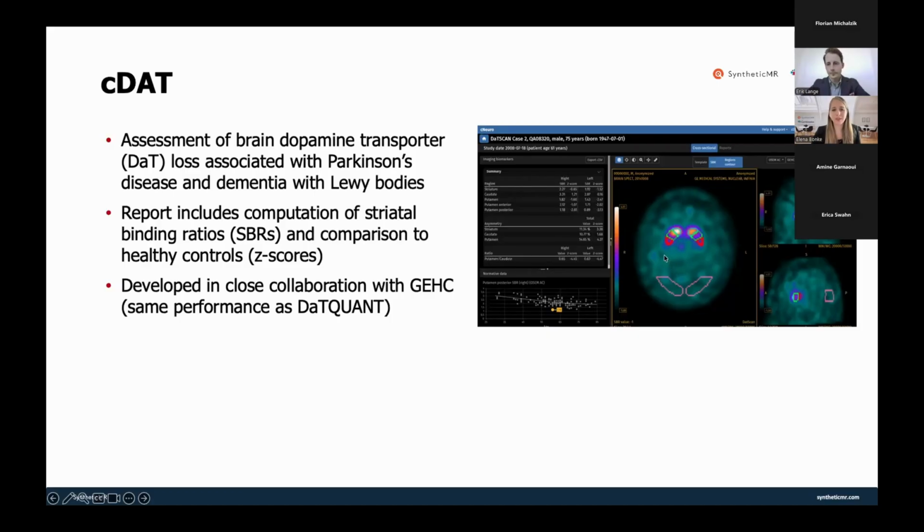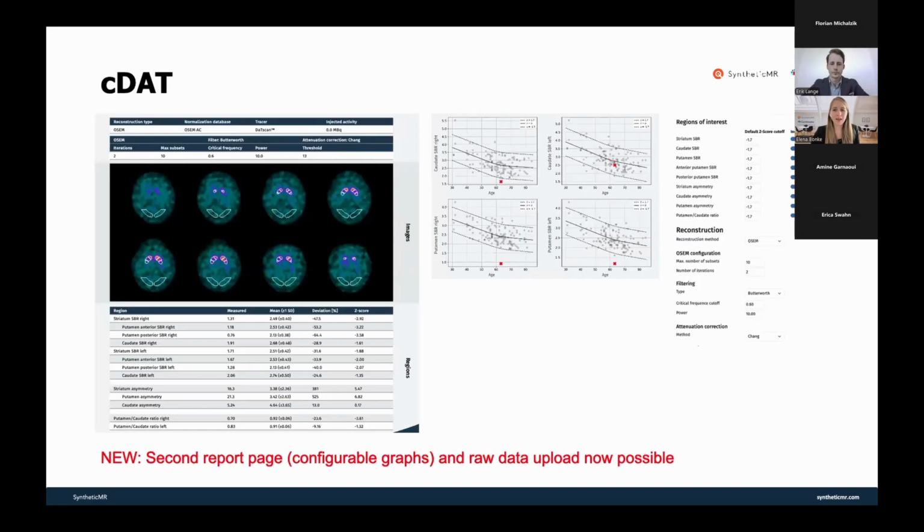As mentioned before, CDAT was developed very closely together with GE Healthcare and actually produces the same results as their product because it's based on the same code and the same reference data. Here you see an example of a positive Parkinson's disease case with reduced striatal binding ratios, especially in the posterior putamen, and also some left-right asymmetries.